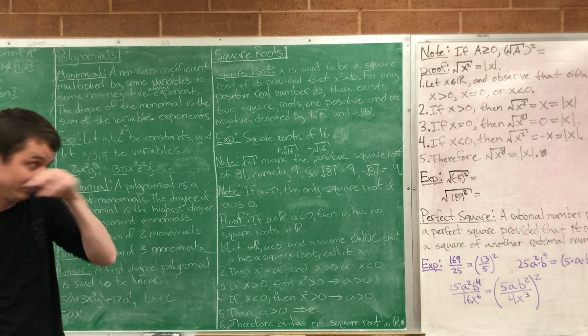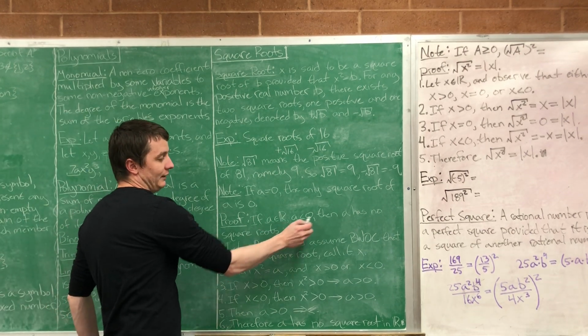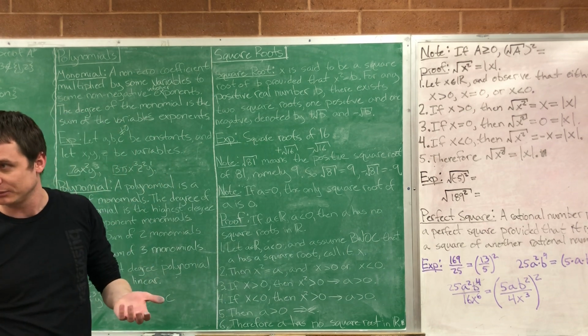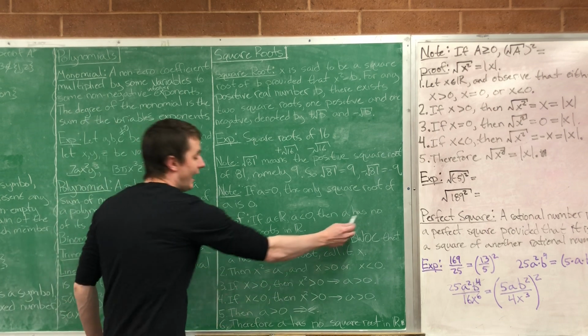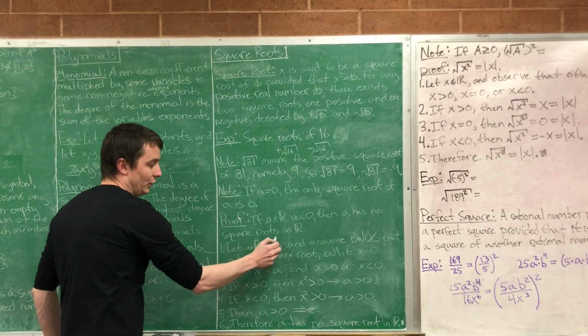Here's what we're going to prove: that if a is a real number and a is less than 0, so it's a negative number, you with me so far? Then a has no square roots in R.